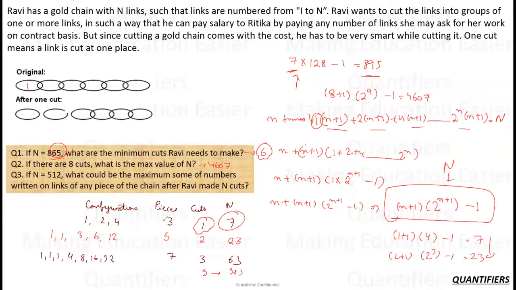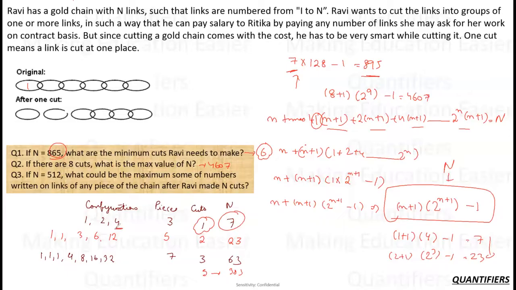Okay. Now, the last question. The last question says, if n is equal to 512, what could be the maximum sum of numbers written on links of any piece of the chain after Ravi made n cuts? Which means after the n cuts are made, whatever the number of pieces are left, what can be the maximum total of these pieces, right?